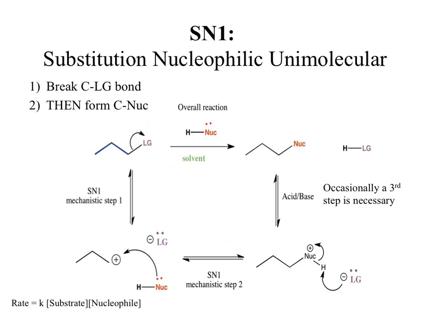Which step is the slow step? Step 1. Why is the first step the slow step? Because you're waiting for the leaving group to actually leave. And the second step, you're waiting for the nucleophile to actually attack. So why is that first step, why is it more difficult for the leaving group to leave?